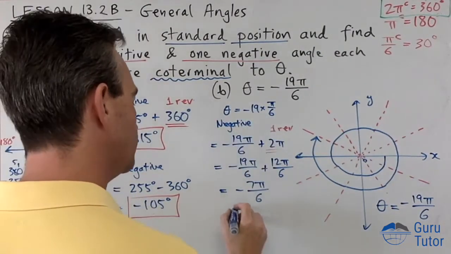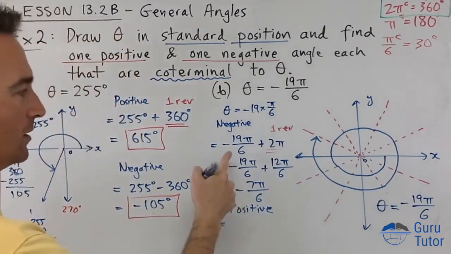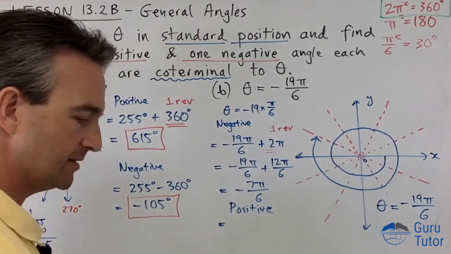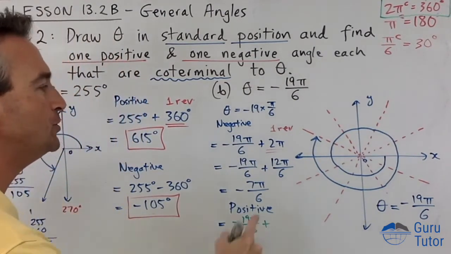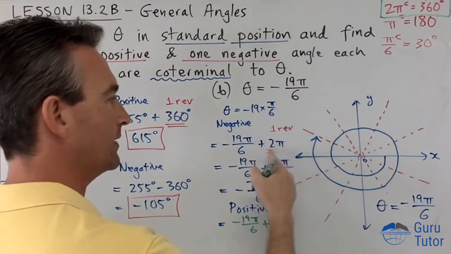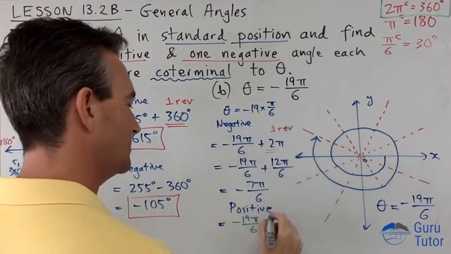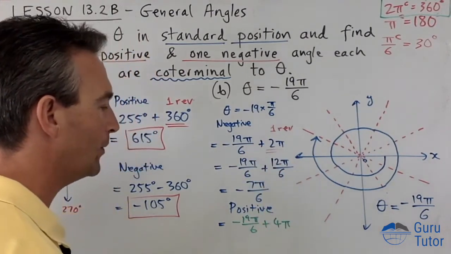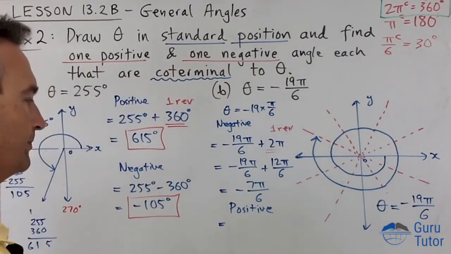Okay, so now let's do a positive one. So to get a positive one, I can think of it two ways. I can do negative 19 pi on 6, where we started, and adding 2 pi wasn't enough. So I would have to add another multiple of this. I could add 2 lots of 2 pi, which would be adding 4 pi. You could think of it that way, or you could think of it this way, which I'm going to do.